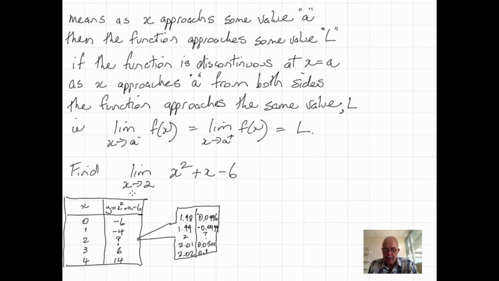So we want to know what's happening as x approaches 2 of this function. If we put in the values 0, 1, 2, 3, 4, and do the calculations for the y value, or the value of the function, we've got -6, -4. We're trying to evaluate what happens at 2, then 6 and 14. So we've left a bit of a gap here to see what happens, and what I've done is just gone values either side of 2, 1.98, 1.99. And we can see that here we're getting closer and closer to 0, and here we're getting closer to 0 from the other side. So there's a good chance that this is going to be equal to 0.